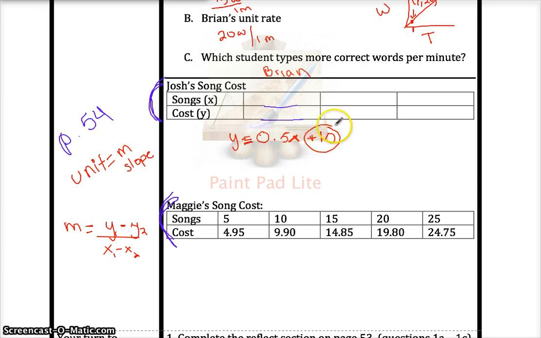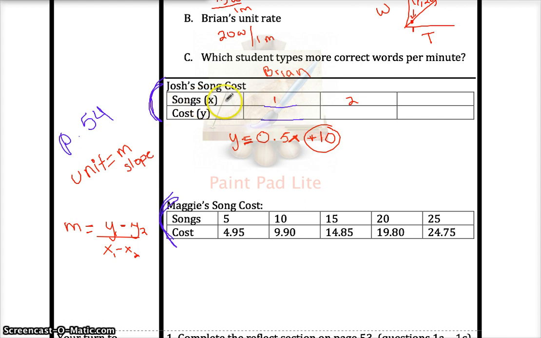So the songs are going to be x and the cost is going to be y. And we need to find the unit rate for both Josh and Maggie. So let's just plug in a number. Let's do 1 and let's do 2 just to make it simple. So go ahead and plug 1 in for x and then plug 2 in for x and see what you get. If you know how to do this, feel free to go ahead of me, pause the video and just move on. If not, please follow along with me now.